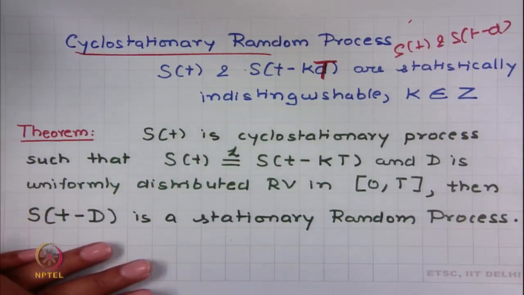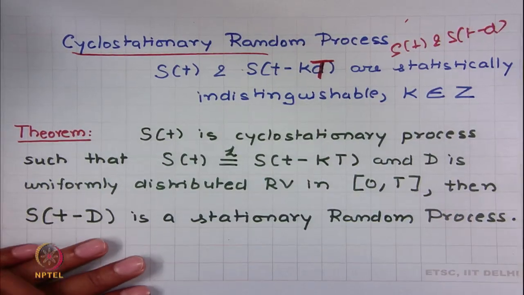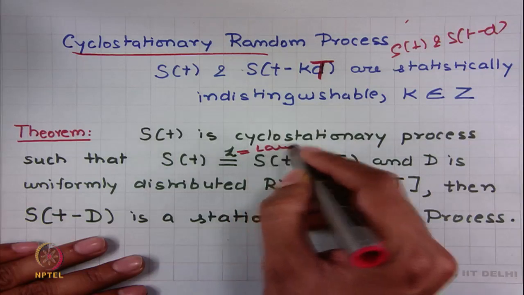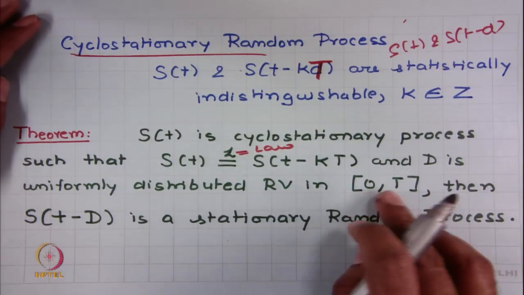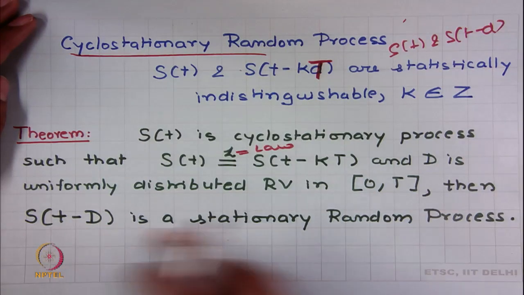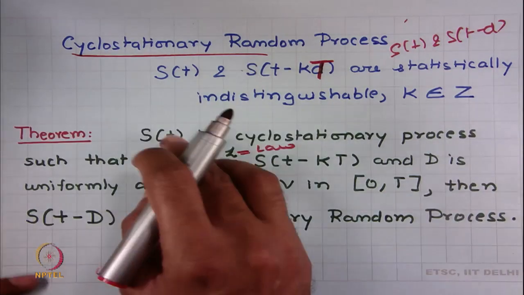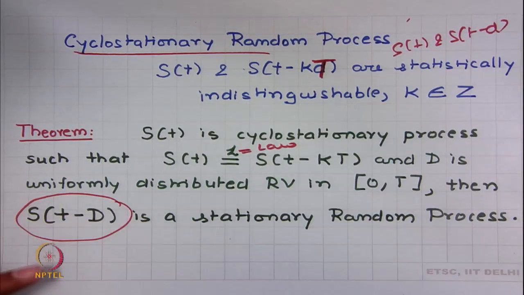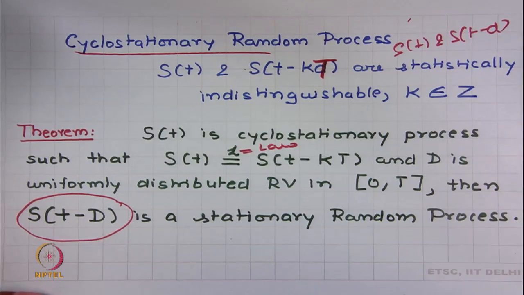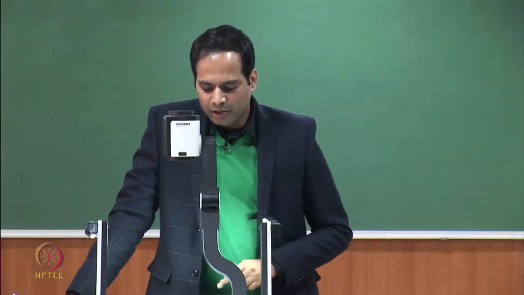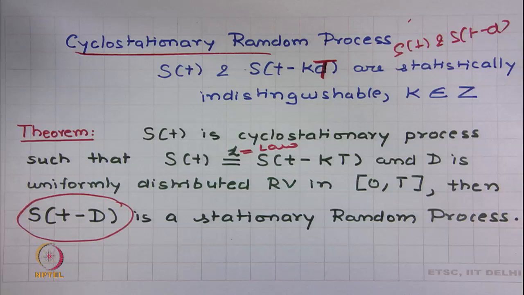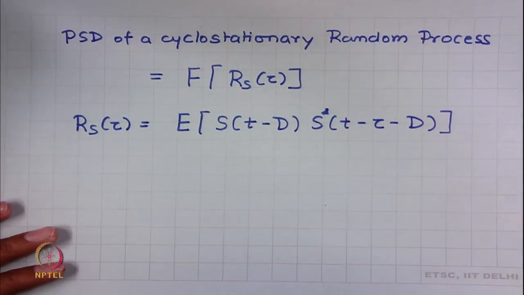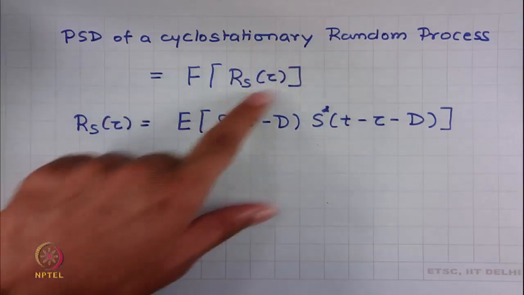So, what do we do with this? There is a theorem which we can make use of: if St is a cyclostationary process such that St has the same law, or the same statistics, as St minus kT, and d is a uniformly distributed random variable in 0 to T, then St minus d is a stationary random process. This is interesting. That means I can take a cyclostationary process St, define another process St minus d, and this would be a stationary random process. That means I can stationarize a cyclostationary process by adding a uniformly distributed random variable. So, this looks useful, and thus I can find the power spectral density of a cyclostationary random process by taking the Fourier transform of this autocorrelation function.